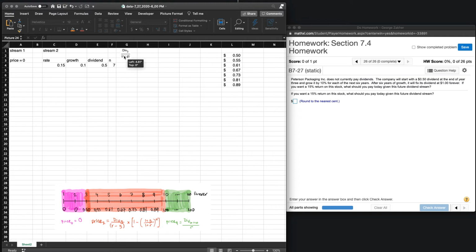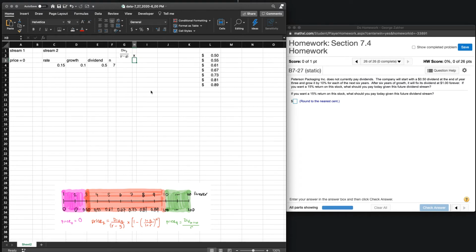So this part of the equation: remember, when we look at our dividend 3, in other words, that's the dividend here, this is dividend 3, and we're going to, of course, divide that by our rate minus our growth. Once we have that number, then we're going to also complete the other part of the equation.